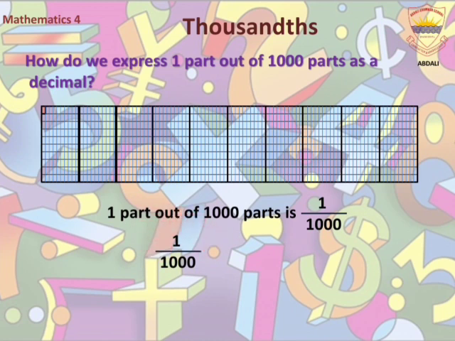Students, 1 by 1000 means we write it with a place value. 1 by 1000 is thousandths. We write it as a decimal as 0.001. We write thousandths as the decimal 0.001. We write 0 before the point and 2 zeros after the point, and then we write our given digit, that is 1.